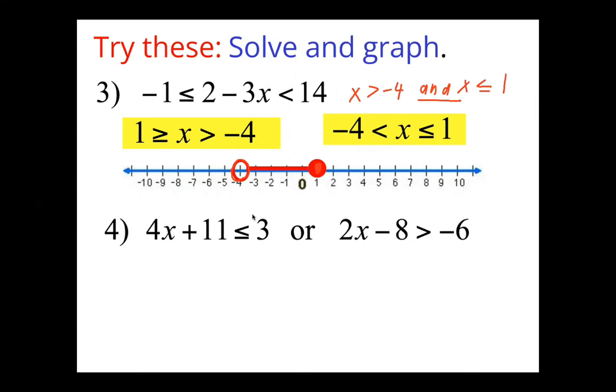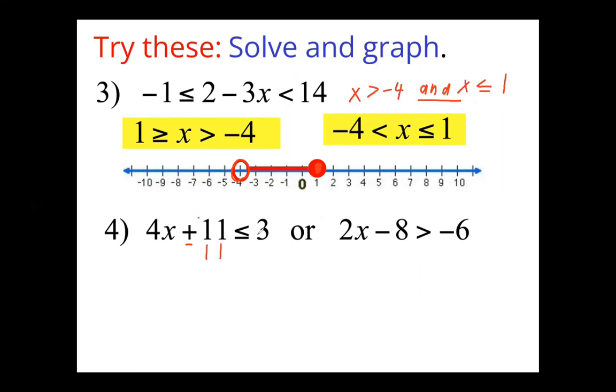Let's look at our second example. We have 4x plus 11 is less than or equal to 3, or 2x minus 8 is greater than -6. So first, just solve your two inequalities for x.